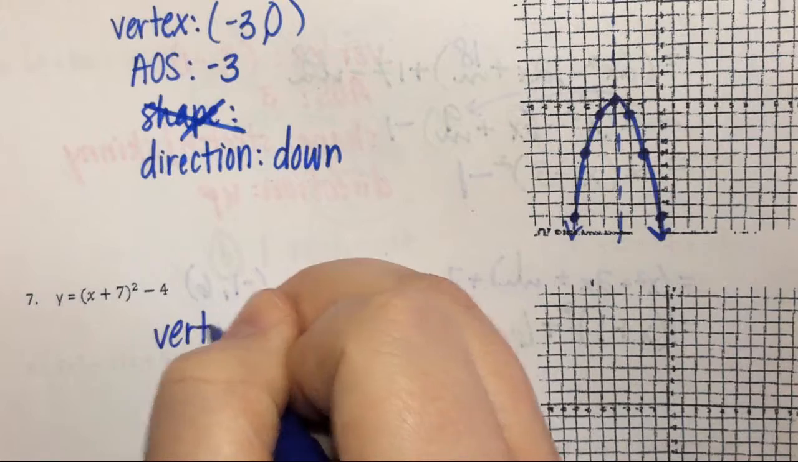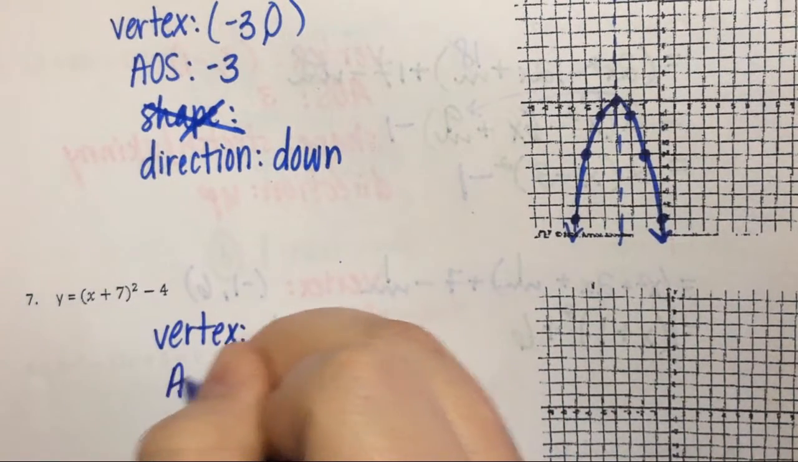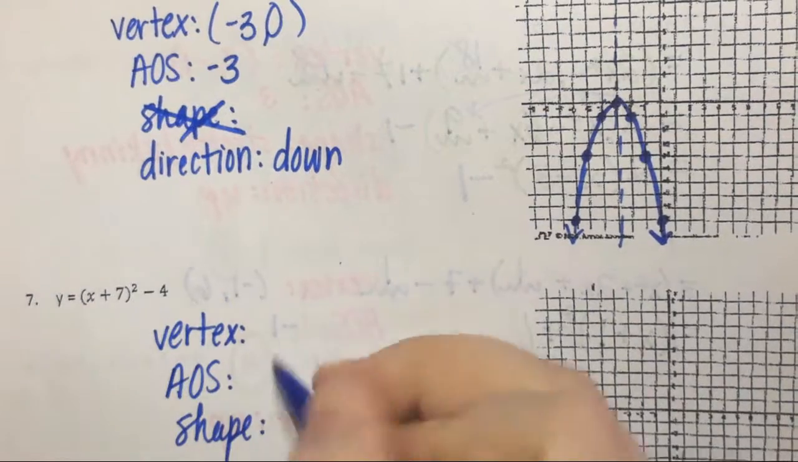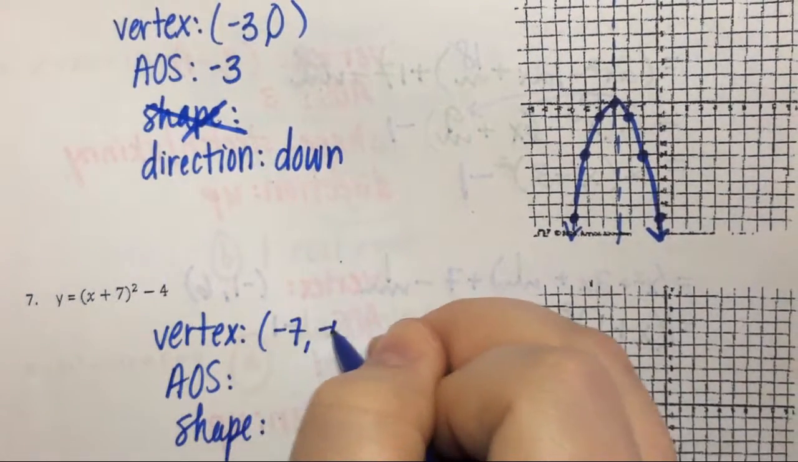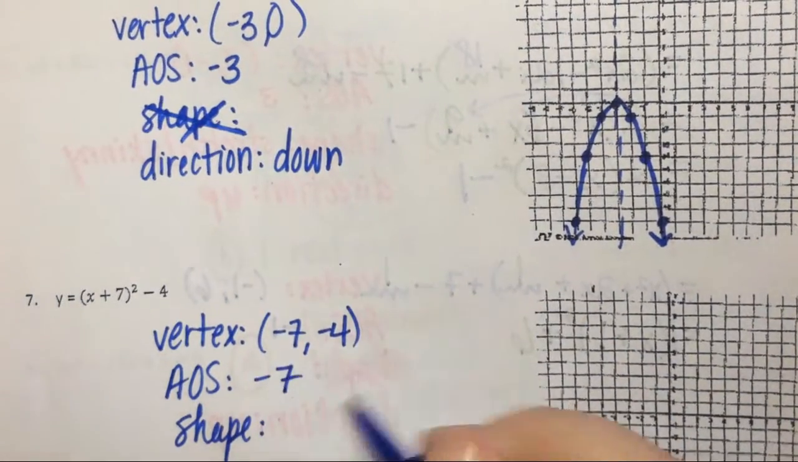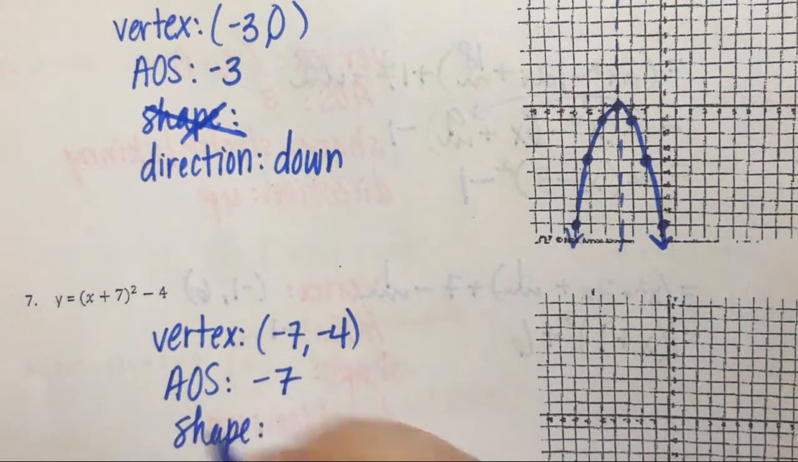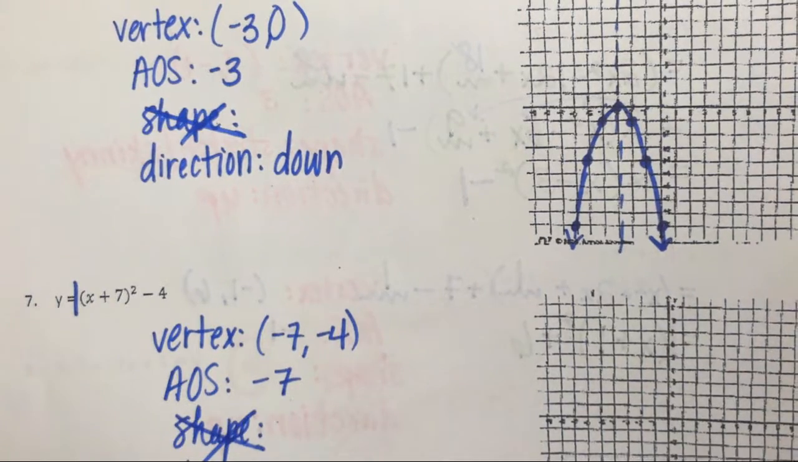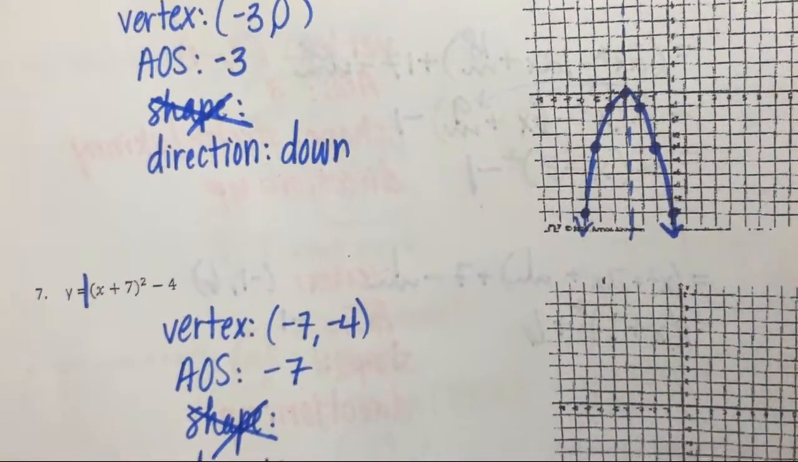Okay, number 7, I need to know my vertex, my axis of symmetry, my shape. Point for table 2. We don't care about the shape because it's an understood 1 again. My direction is not down though. My direction is up because it's positive in front.